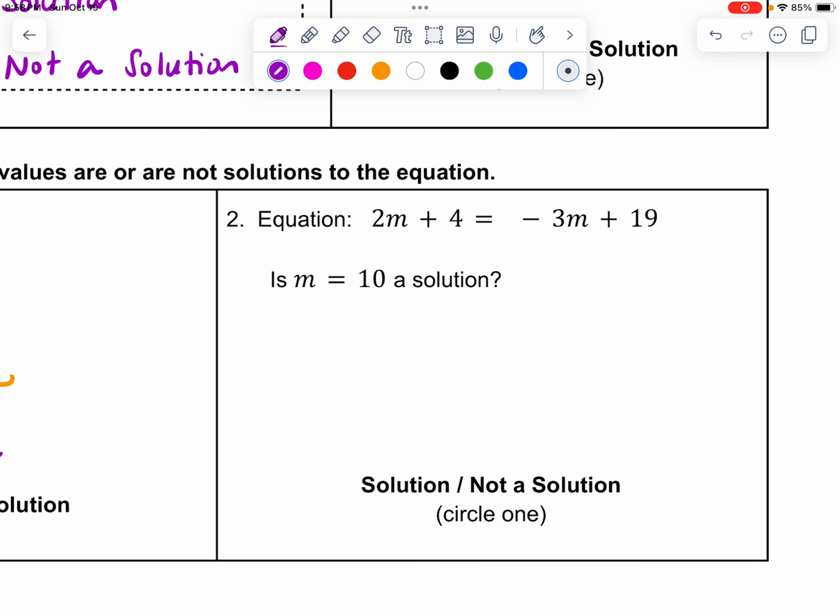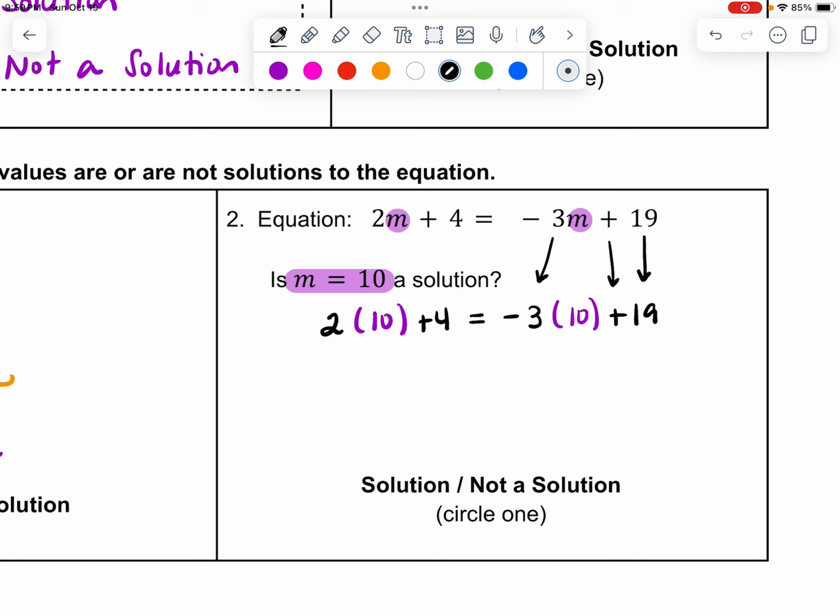In this example, you can see that the number we're supposed to be testing is m equals 10. And you'll notice that this time there are actually two separate m's in this equation. That just means I have to replace both of them with this number. So first I'm going to copy down the equation, but change all the m's to 10's. So I'm going to have 2, and then parentheses 10, and then plus 4, equals -3, and then parentheses 10, and then plus 19. Again, I'm just copying the entire equation down. I'm just changing all the m's to 10's.